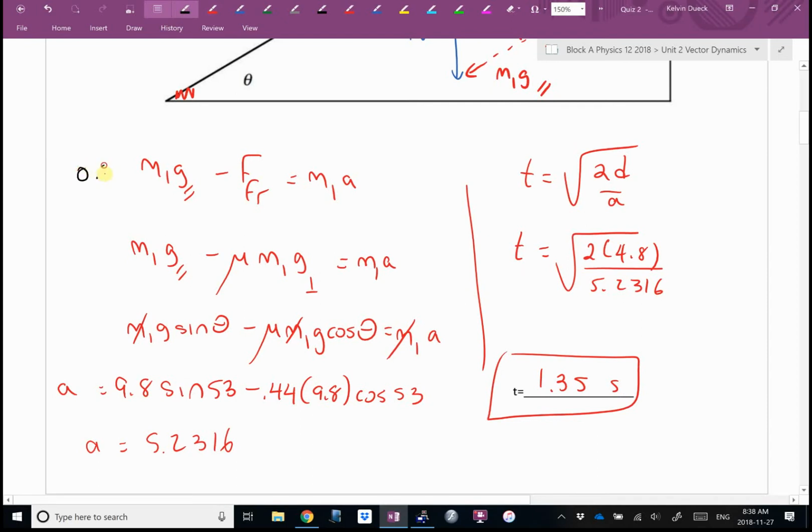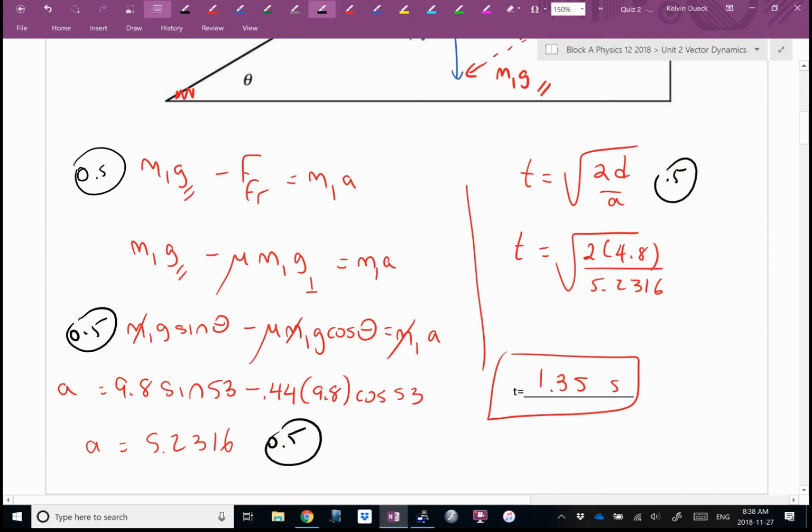Otherwise, I would definitely give you a half mark if I saw that line right there. I would give you a half mark if I saw that right there.